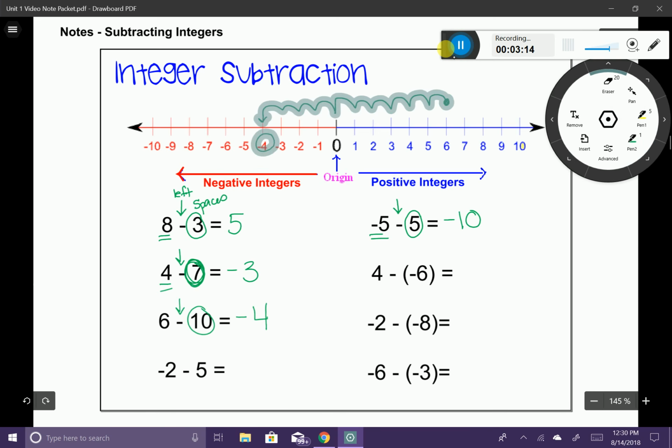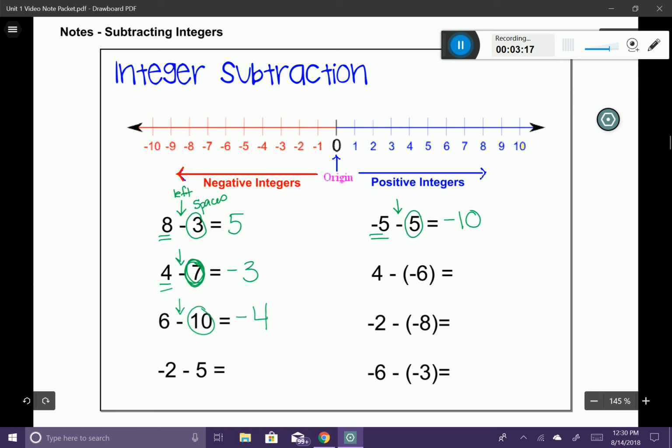All right, how about another one? Sorry, I jumped down there. Let's go back up to this other one. I wanted to show you that reference point.